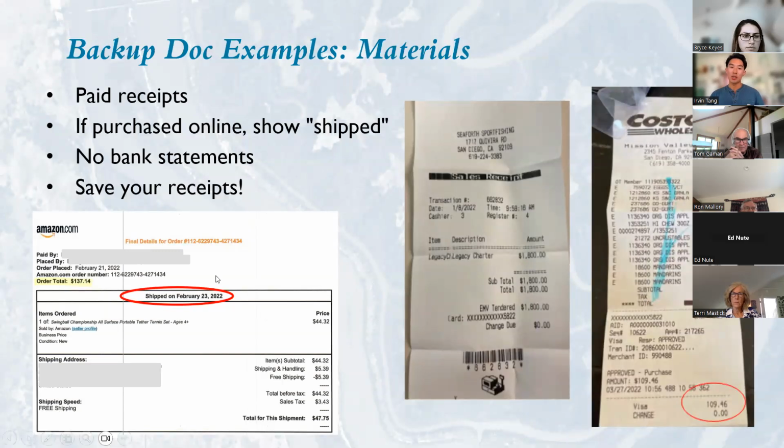So for any online purchases, I have on the left side of the screen, please include the shipped invoice, as well as any zero balance and paid receipts.